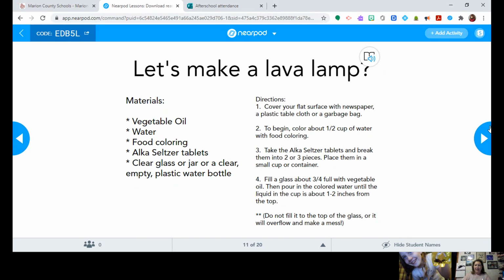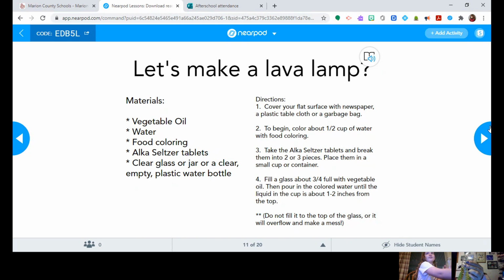What happened when you poured it down in there? They all sink. Yeah, why? Why did that happen? Because they're heavier than oil. That's exactly right. So did you mix it with your water? And you're going to see how I have my green bubbles in the bottom of mine?